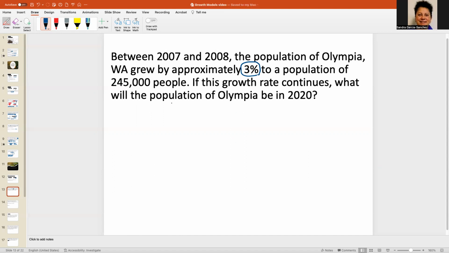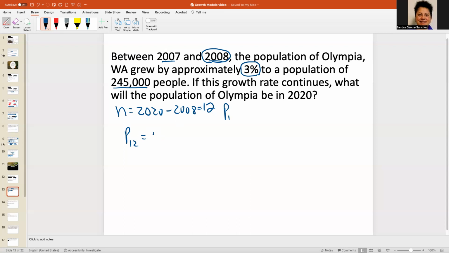Notice that it's asking you what would be the population in 2020. Well, don't get confused because you have two years here. Because it says between 2007 and 2008. You will use 2008 as the year where you have 245,000 people. So be careful with that. So I know the n is going to be 2020 minus 2008, so it's 12 years. So what we're looking for is P of 12, P sub 0 again.